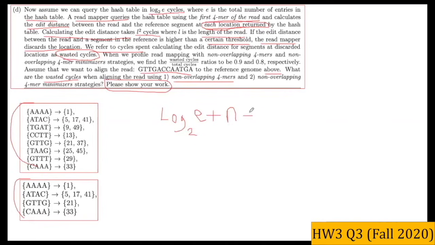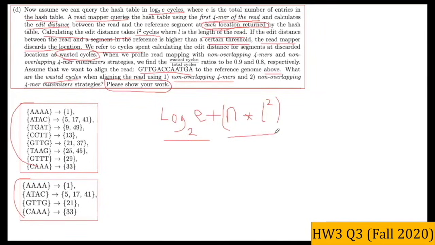So this n is multiplied by the number of cycles for performing edit distance, which is given in the question as L to the power 2. So this is the number of cycles required to query the hash table, and these are the number of cycles to perform edit distance calculation. Okay, I think it's straightforward in this question.